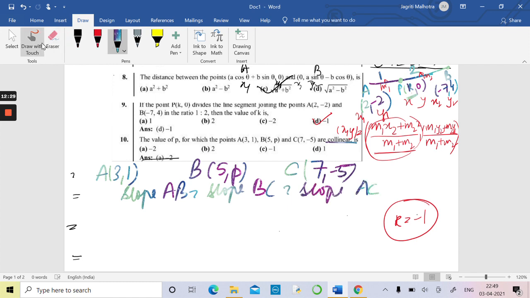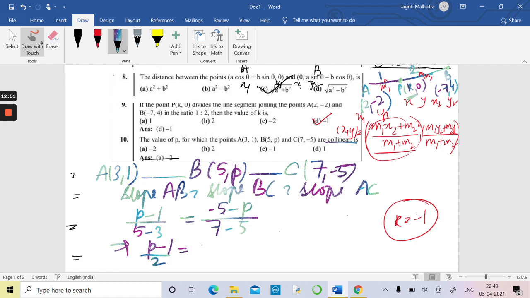Okay, let's take these points and equate them. Slope AB is equal to (P minus 1) upon (5 minus 3). Slope BC equals (minus 5 minus P) upon (7 minus 5). Let's take the slope of AC. Okay, let's not use this one because we also have P over here. So let's take this slope.